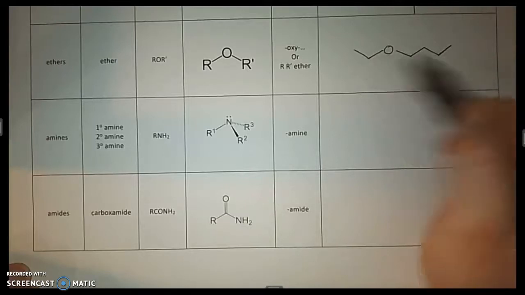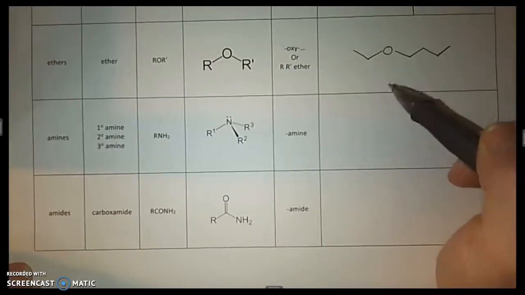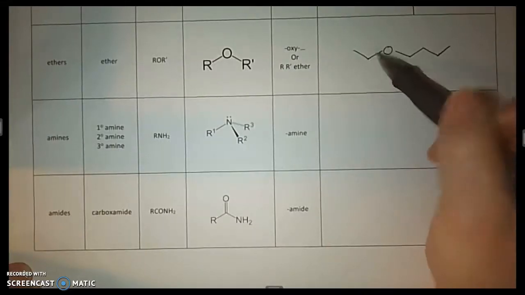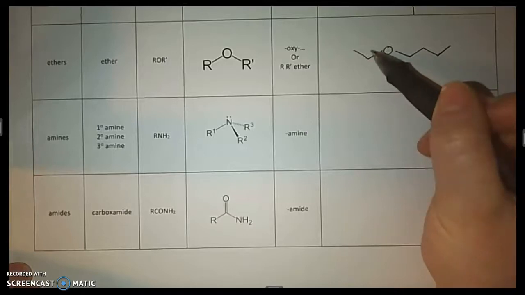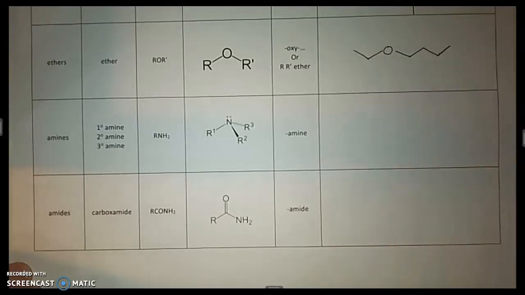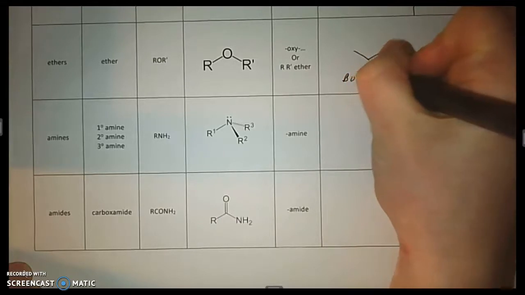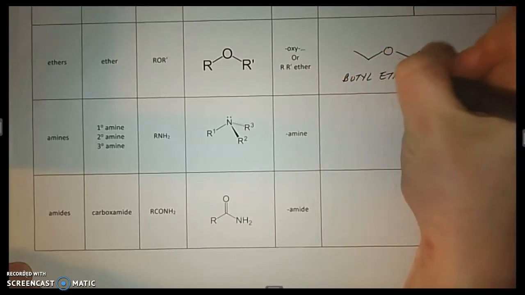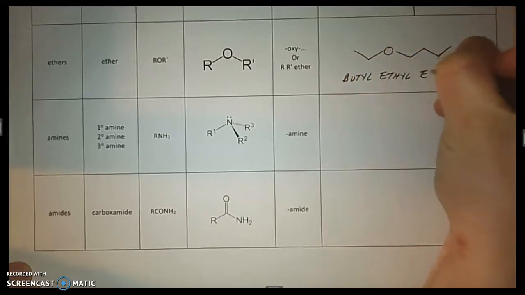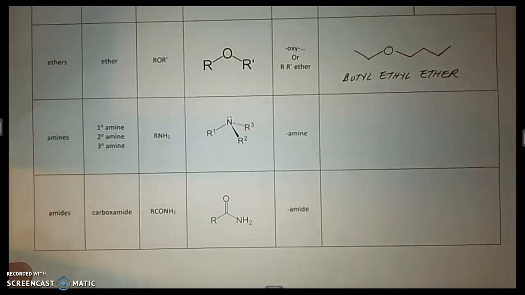look at the 2 chains and name them separately in alphabetical order, kind of like branches. So here, because I've got 2 carbons, I've got an ethyl group. And here, because I've got 4, I've got a butyl group. So I'm just going to list those in alphabetical order. Butyl, ethyl, ether. Okay, one way of naming an ether.